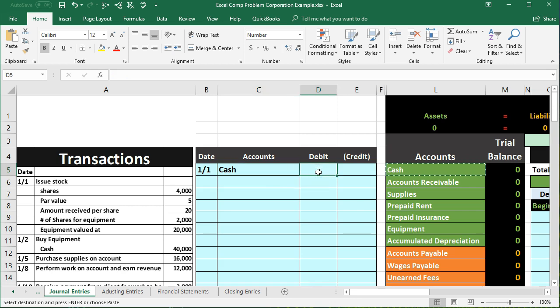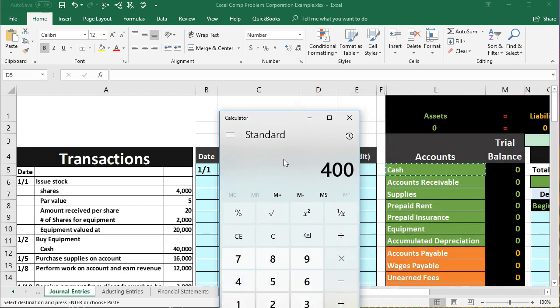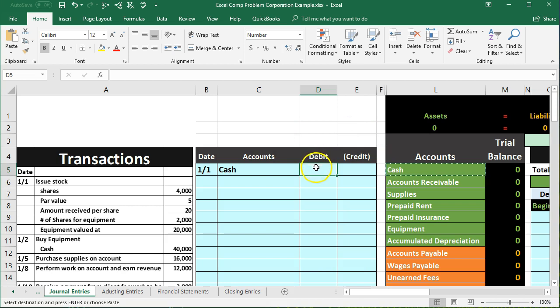And then we're going to say, how much did we get? Now, this is kind of the tricky part because there's a couple different numbers that are given here. We're selling 4,000 shares, par value 5, amount received per share 20. How much did we get? We're selling it for whatever we can, 20. The par value is just going to be a placeholder. So the money we got is 4,000 times 20, or 80,000. So I'm going to do that here with a formula. This equals 4,000 times 20. So there we have that.